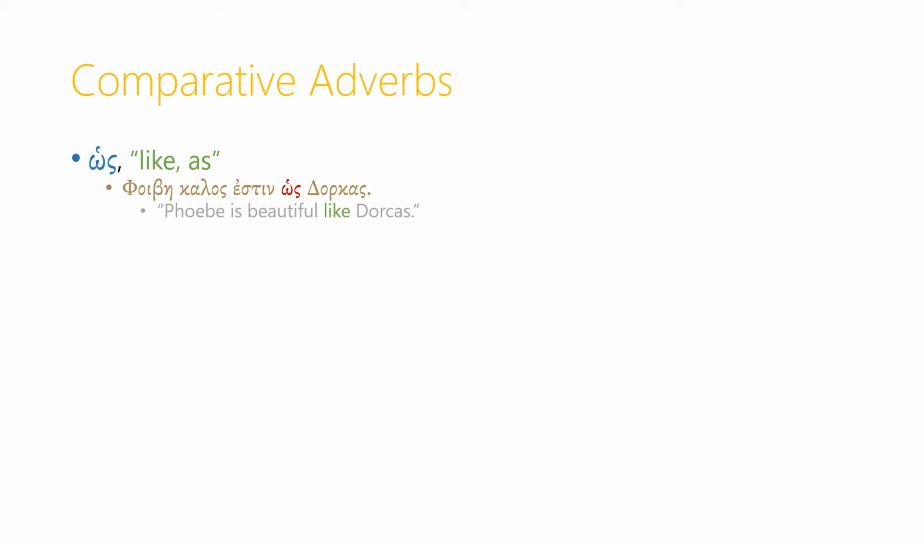There are some adverbs that can also help us when we're making comparisons. One is hos, with a rough breathing. This means like or as. And so we might say, Phoebe kalos estin hos Dorcas. Phoebe is beautiful like Dorcas.